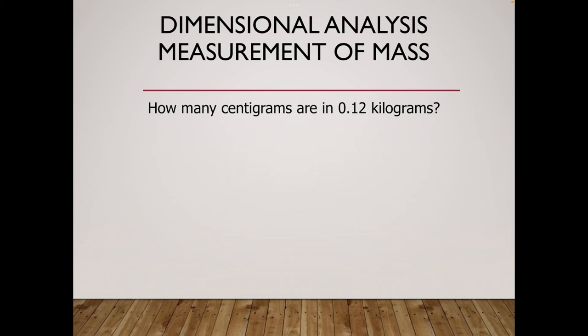All right, let's go ahead and try this out with the dimensional analysis that we've been talking about already. This says, how many centigrams are in 0.12 kilograms? Do you see these prefixes? Remember, these prefixes mean the same thing whether we're talking about kilograms or kilometers. Because it still has that prefix kilo, it means there are 1,000 grams in a kilogram, just like there were 1,000 meters in a kilometer. So that prefix stays the same, even though the base unit is changing.